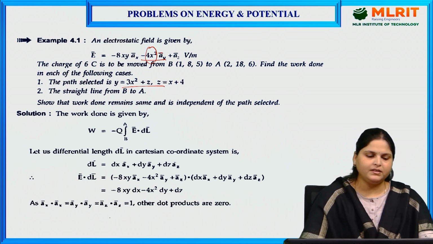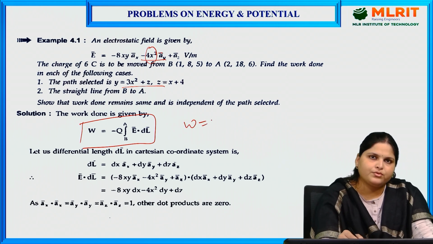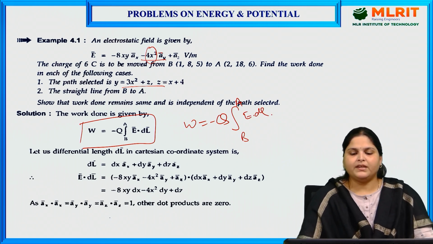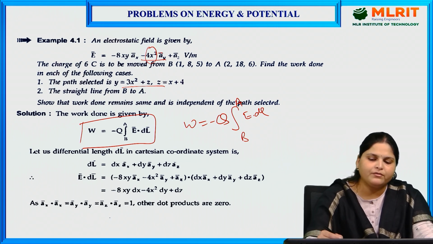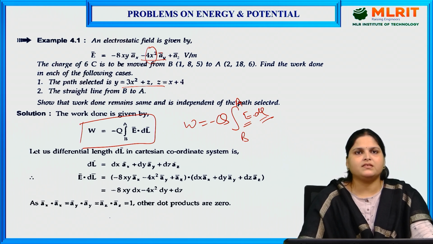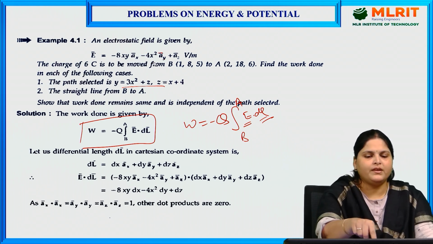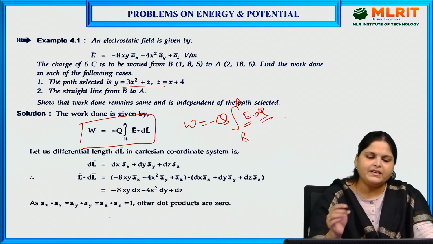Okay, let's start. The formula of work done is W is equal to minus Q into integration of E dot dl. The coordinates of B and A are given, so we can directly put them, but apart from that, we have to find dl. E is also given in the question: minus 8xy ax minus 4x square ay plus az. Now let's find out dl.